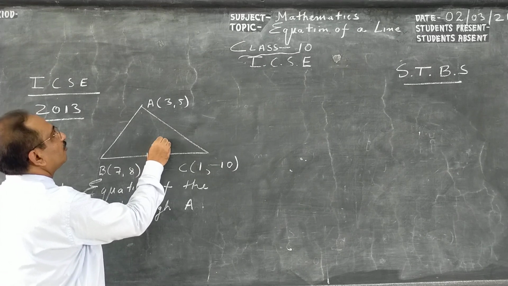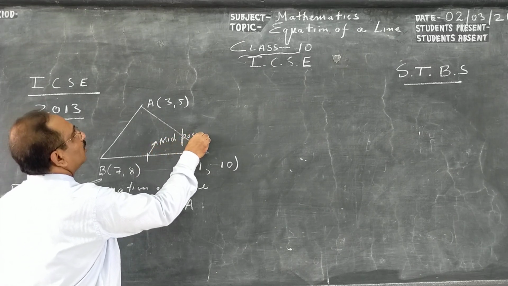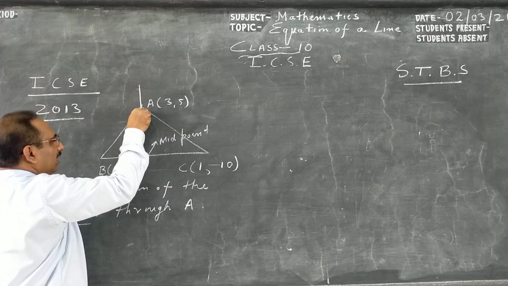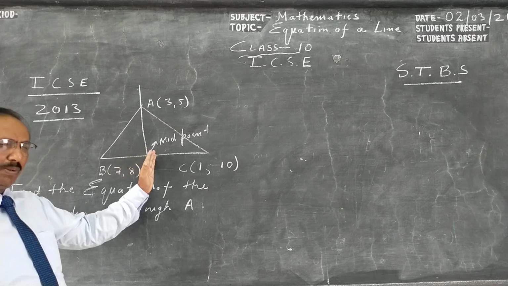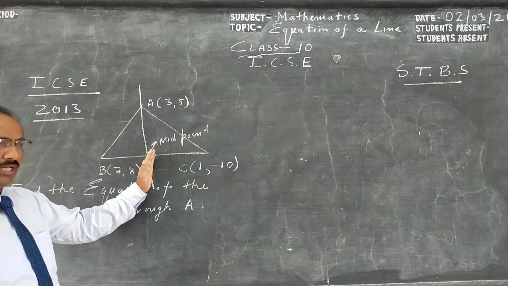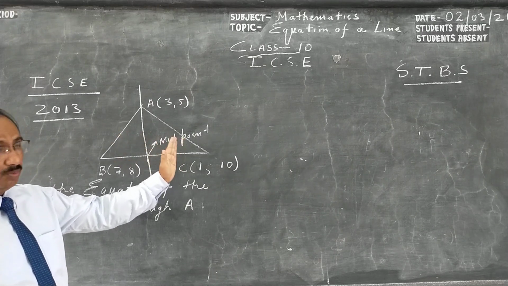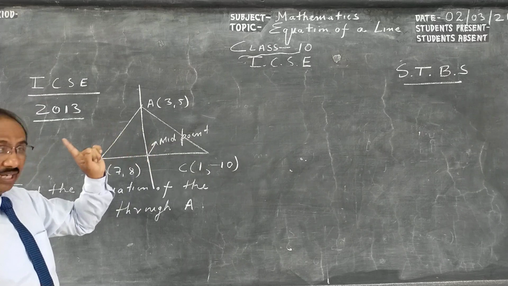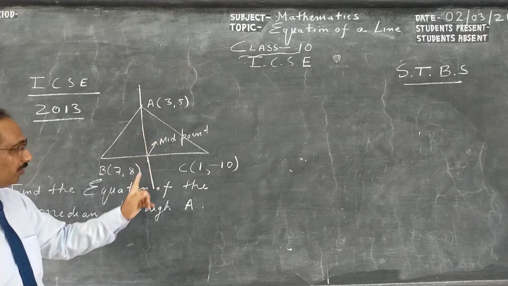So here I have to find the midpoint of BC. Once more, what is a median? A median is a line joining a vertex to the midpoint of the opposite side. It may not be perpendicular, but in an isosceles triangle and an equilateral triangle, it may be perpendicular. But here we don't know what type of triangle it is, so it is simply a line joining. Remember, a median is a line joining a vertex to the midpoint of the opposite side.